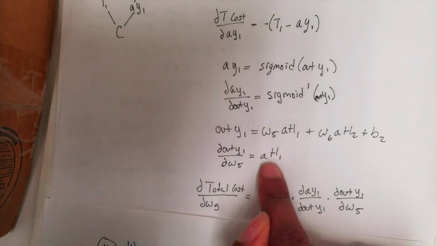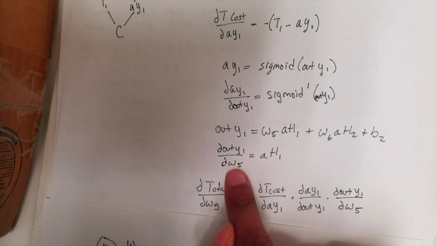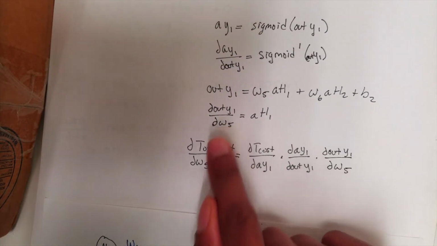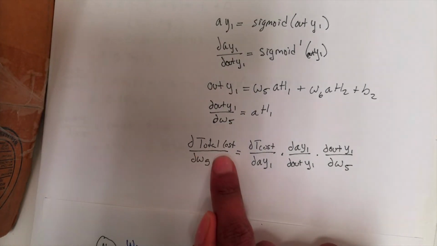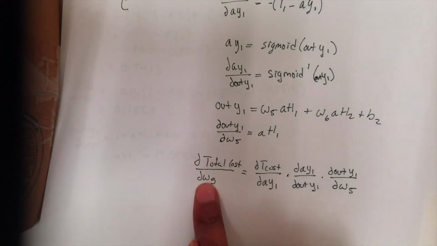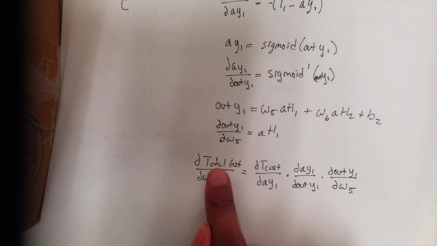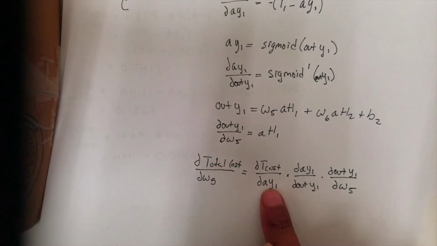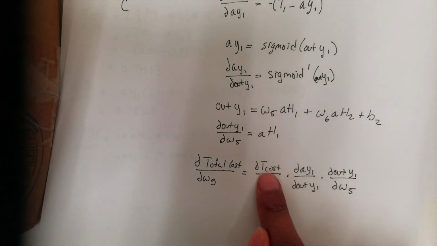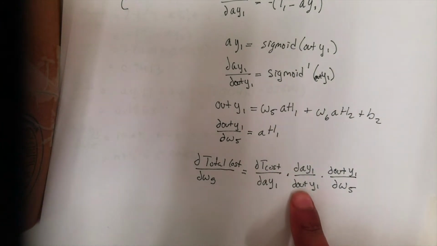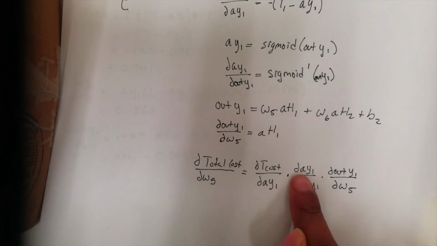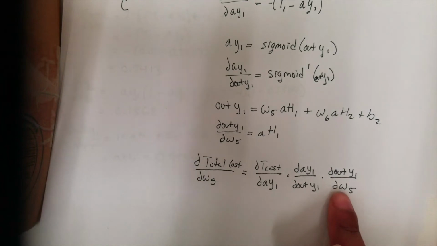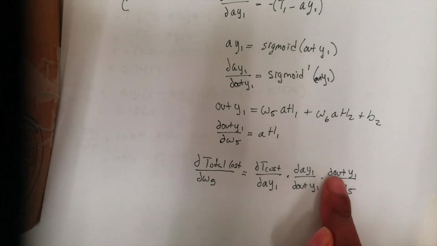The activation of h1 is the partial derivative of weight 5 with respect to the output of y1. With that, we have the total contribution of weight 5 with respect to the total error, which is equal to the contribution of the activation of y1 with respect to the output of the cost, times the contribution of the output of y1 with respect to the activation of y1, times the contribution of weight 5 with respect to the output of y1.